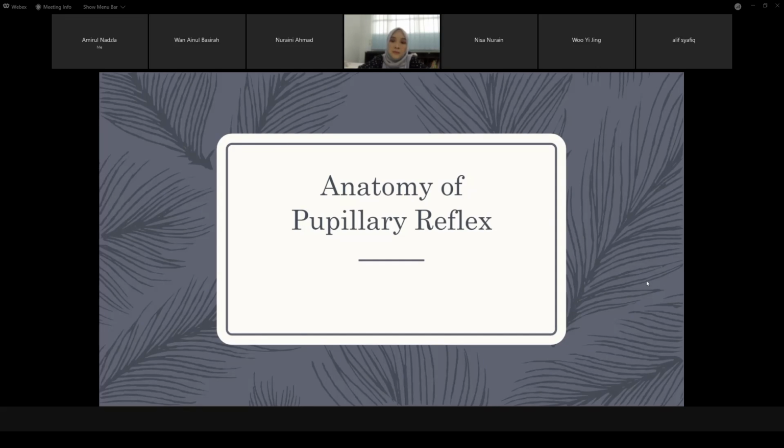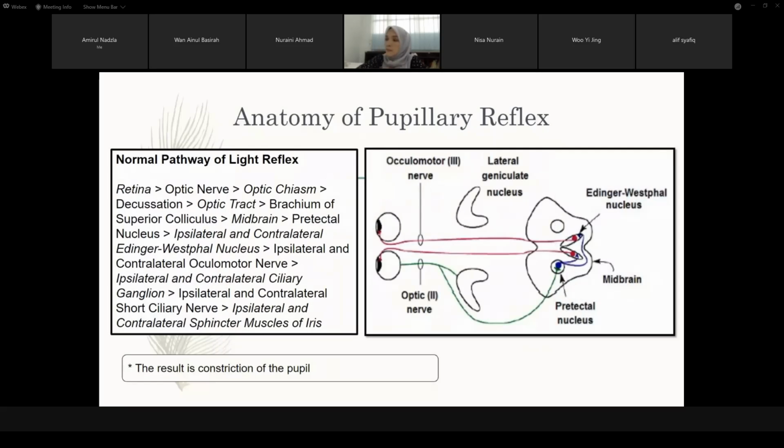So, okay, I will continue with anatomy of pupillary reflex. Alright. So for this first, I think you listen first, then I explain later.